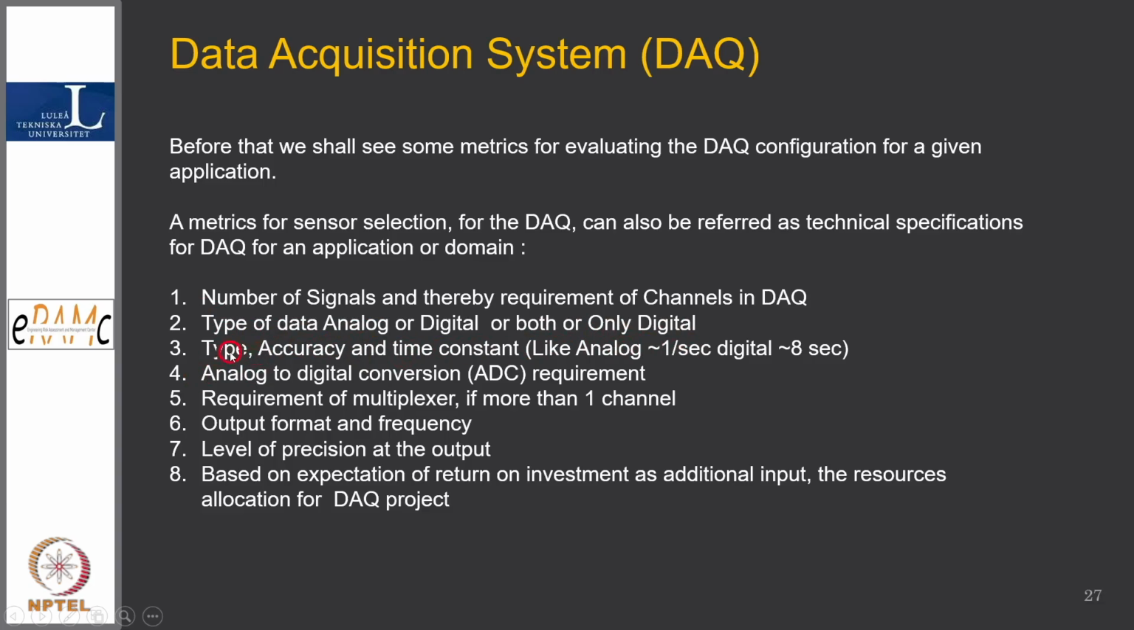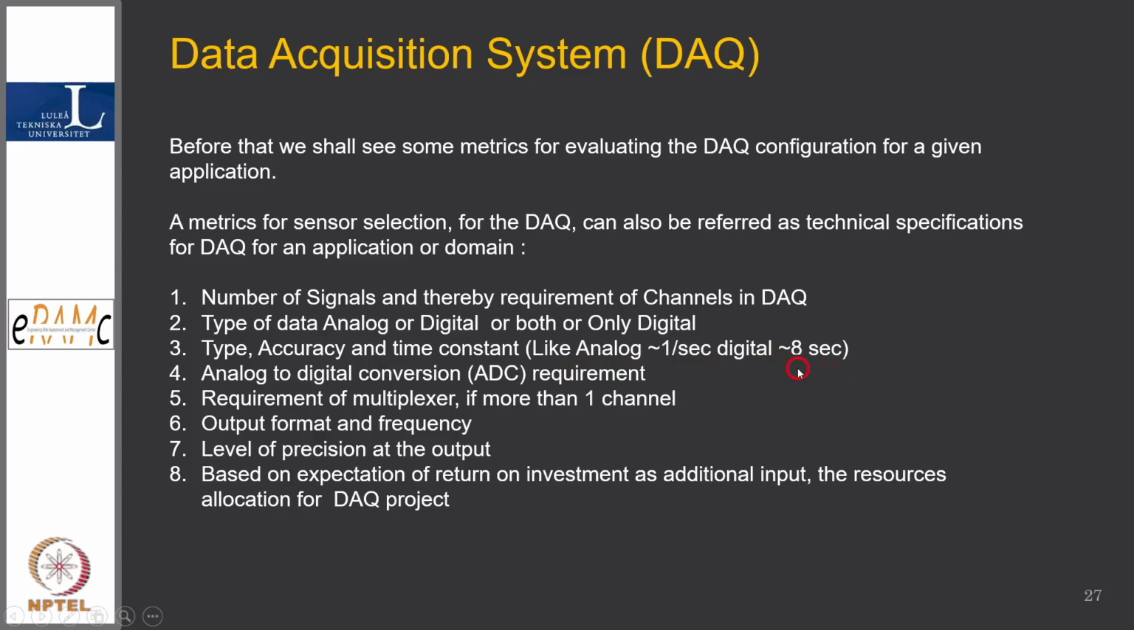Then the type of the data acquisition system, then accuracy and time constant. We saw I think 7 or 10 characteristics. Accuracy is one of the characteristics, and it is very important for any application. As far as the time constant is concerned, what is the rate at which we want the information? Like in analog, if we have 1 per second, in digital it will be 8 per second actually.